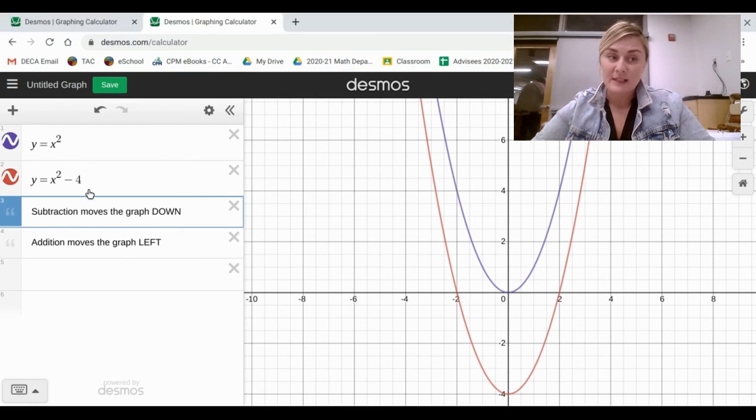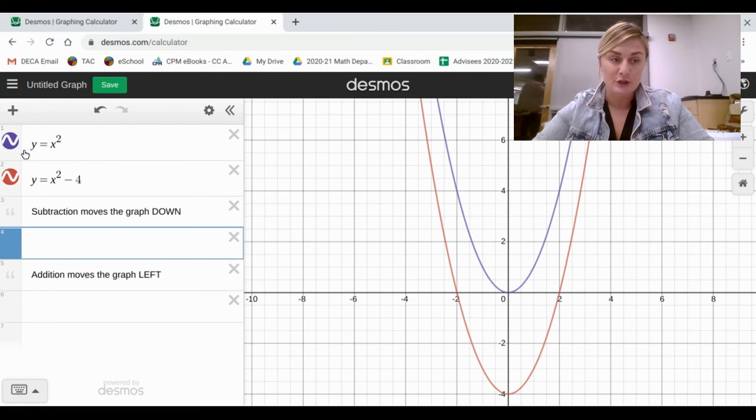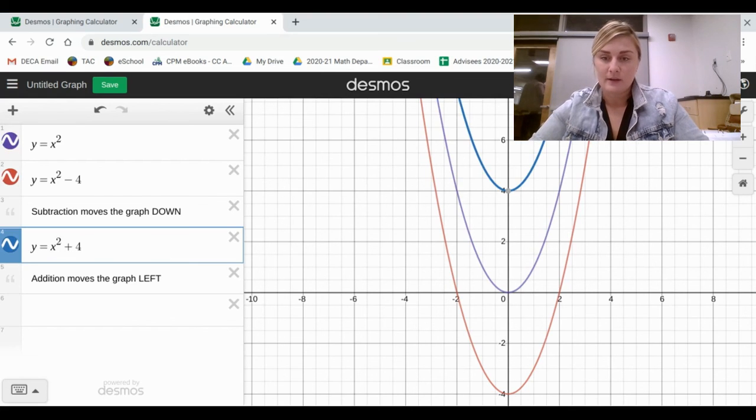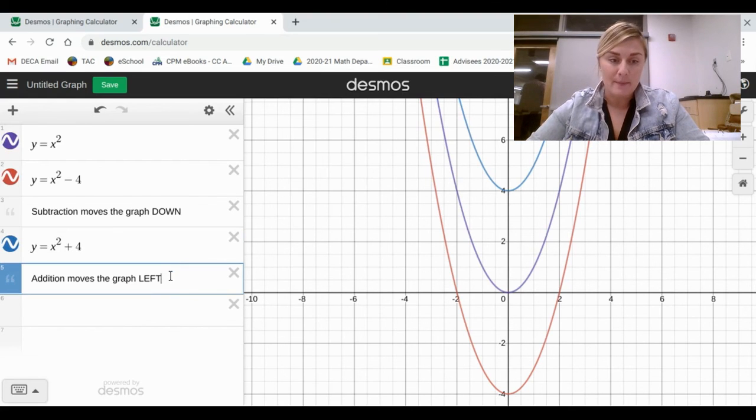So we can just about guess what will happen if I turn this to addition. Let me add an expression in here. Y equals x squared plus a number, it moves up. So addition in the K value or outside the squared will move our graph up. And those are the key transformations that we have worked with so far.